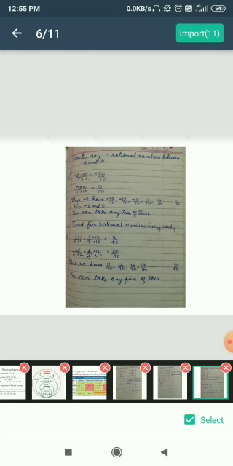Similarly, find five rational numbers between 1 by 4 and 1 by 2. First make the denominators the same. By taking the LCM, the denominator will be 4. So 1 by 4 stays 1 by 4, and 1 by 2 into 2 by 2 is 2 by 4. So it becomes 1 by 4 and 2 by 4. Again you can't find any rational numbers directly, so you can multiply and divide by 10, giving 10 by 40 and 20 by 40. So we have 11 by 40, 12 by 40, 13 by 40 and so on. So you can take any five out of them.